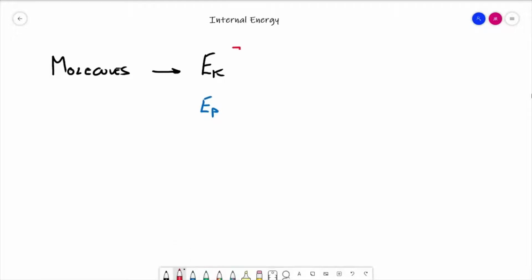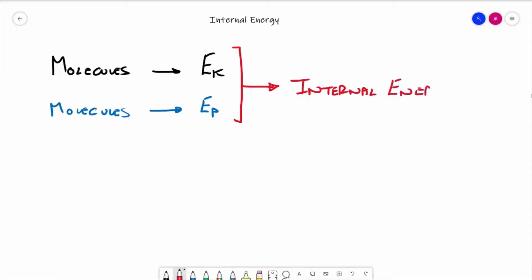Now, both of these, as we said, are of the molecules. So the molecules also feed in to the potential energies as well. And if we add those two together, then we end up with a measure of internal energy. In other words, the internal energy is just the sum of all the kinetic energies and potential energies that those molecules have. So internal energy is just the kinetic energy of the molecules plus the potential energy of the molecules themselves.